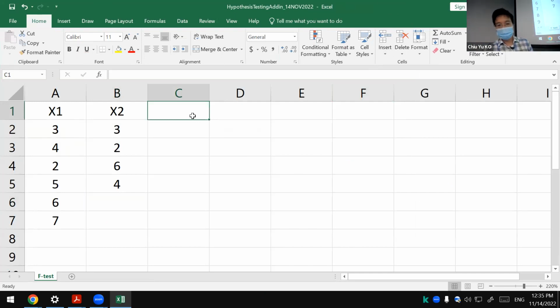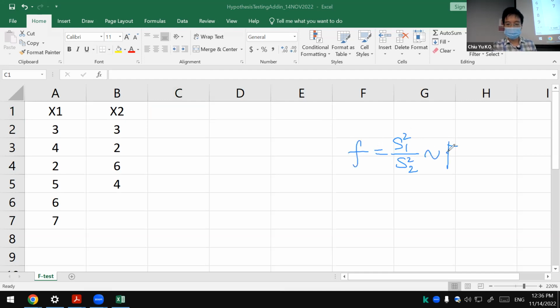The F-test, if you recall, is just F equals S1 squared over S2 squared. We compare the sample variances. This small f statistic follows an F distribution with n1 minus 1 and n2 minus 1 as the degrees of freedom.